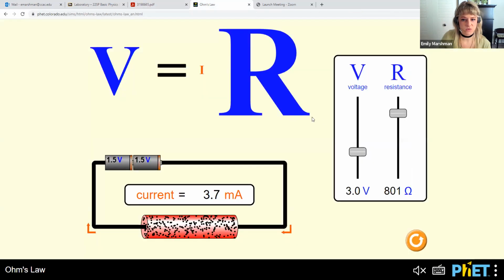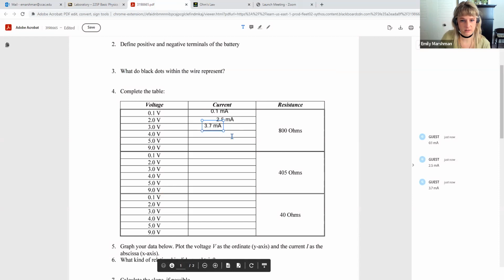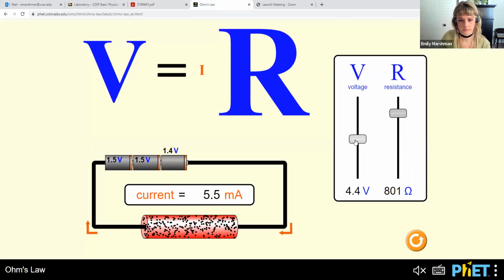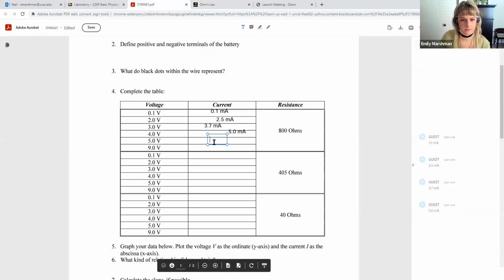Let's bump it up to 4 volts. Now we're at 5 milliamps. So let's record that here. Next one, we're going to bump it up to 5 volts. And now we're at 6.2 milliamps. Let's record that.